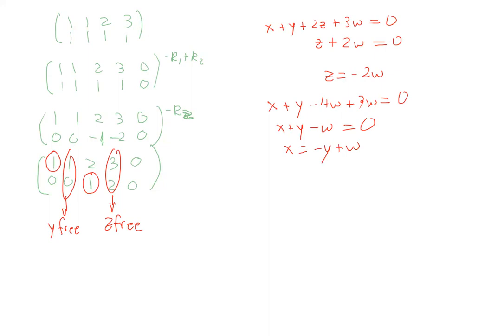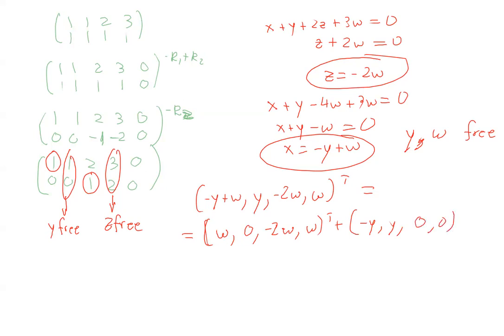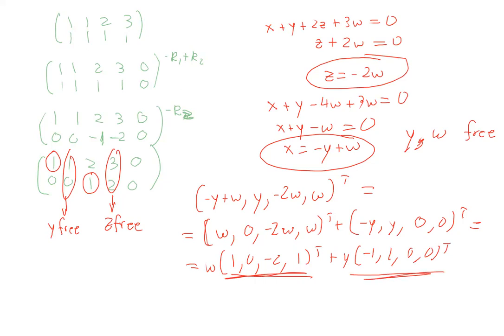So here is everything you need. Z is negative 2w, x is equal to minus y plus w, y and w are free. So when you put your vector together, you will have minus y plus w, y is free, z is minus 2w, w is free. Now you split it into two parts: w, zero, negative 2w, w, plus negative y, y, zero, zero. And you have w times 1, 0, negative 2, 1, plus y times negative 1, 1, 0, 0. And this is the basis. You can obviously see that they're linearly independent because they have zeros at different places, and that's all. So this is an example where the nullity is two.